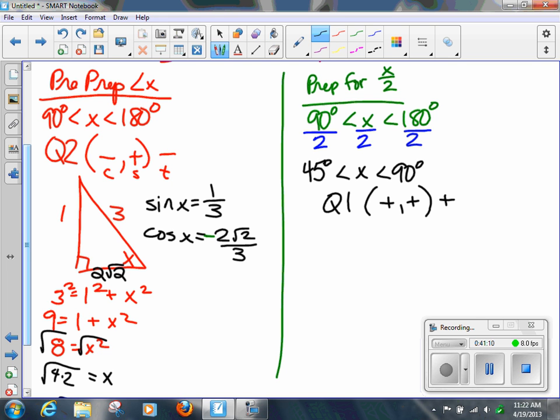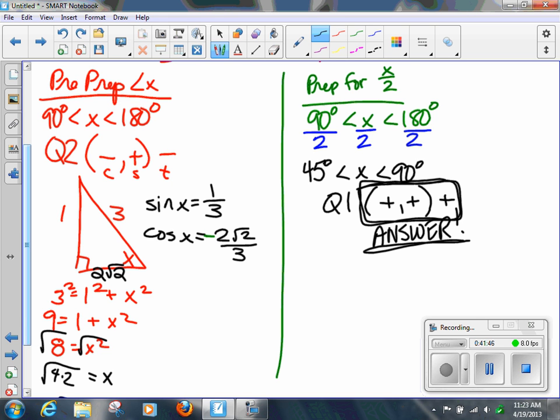Am I done with that? I'm done with that because it's giving me what I need. What do I need? I just need to know my signs. I need to know that every one of my signs are going to be what? Positive. Every one of them. Okay? All three. Sine of the half angle, cosine of the half angle, tangent of the half angle. This prep for the half angle, all it helps us do is determine the signs for our answers.